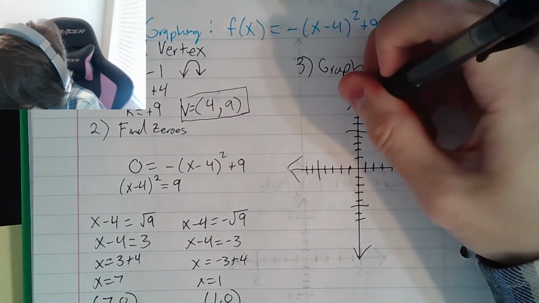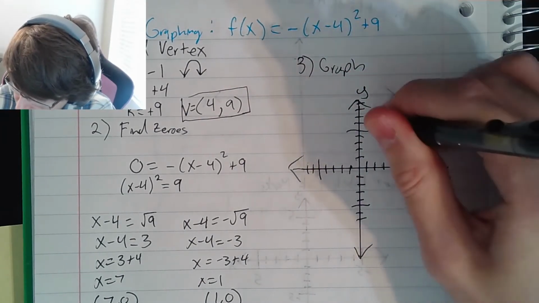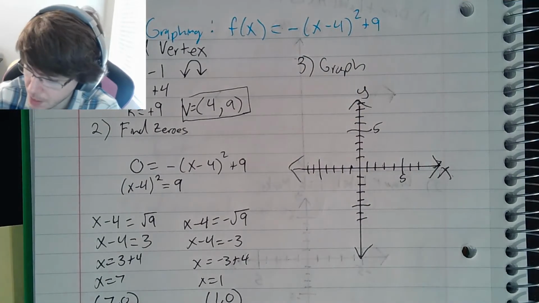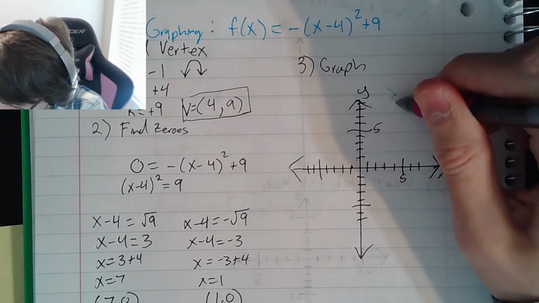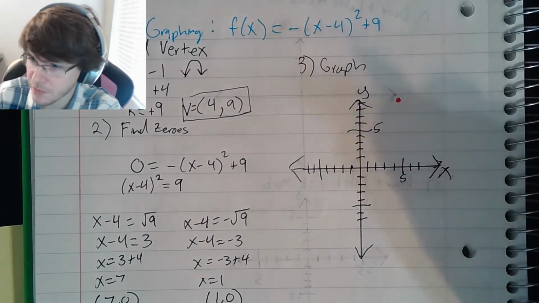So I need 2 more tick marks. 1, 2. All right, just that one. I forgot to label 2, so this is a 5. Okay. So we got (4, 9) goes all the way up here. Way up top, (4, 9).